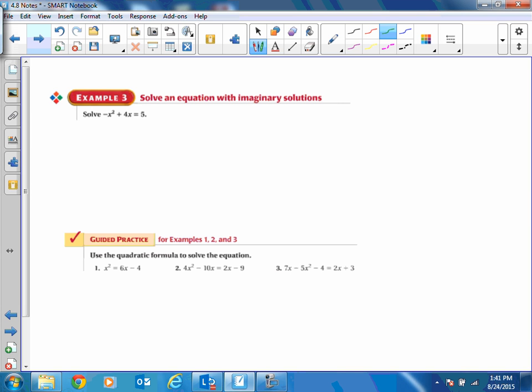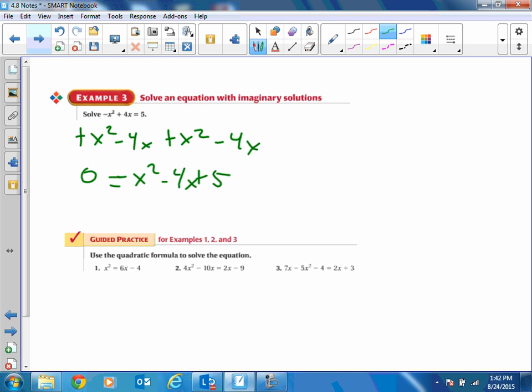Okay, imaginary solutions. Now, they have a negative x squared right there. I prefer to make my x squared positive when I do this, so probably what I'm going to do is move everything to the right side. So I'm going to add x squared and subtract 4x. So I get 0 equals x squared minus 4x plus 5. I forgot my x. Okay, so then that's our A, B, C.